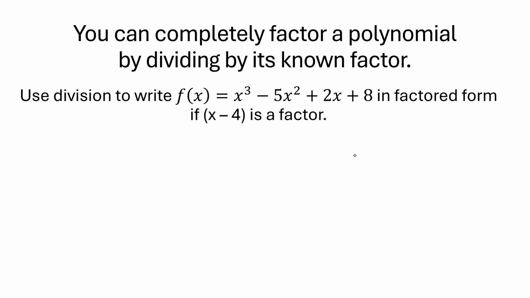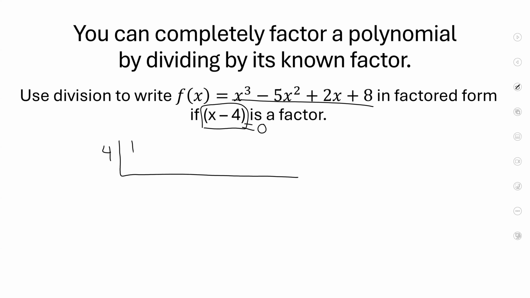You can completely factor a polynomial by dividing by its known factor. So I have a polynomial right here, and they told me that this is a factor. So I can factor this. If I set this equal to 0, what do I get? 4. So that goes out here. And I'm going to do all of the coefficients. So 1, then -5, 2, and then 8.